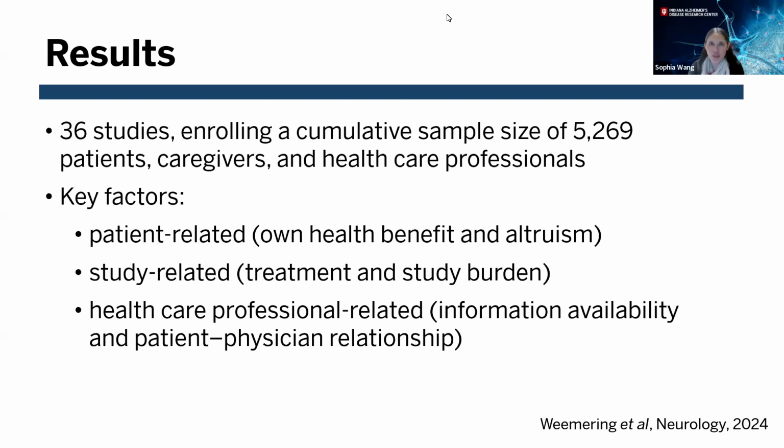Once they finished their inclusion and exclusion sort, they found about 36 studies that actually talked about barriers and facilitators to participation in clinical trial research. It was a pretty large number of respondents throughout these trials that looked at recruitment, over 5,000 individuals, including patients, caregivers, and healthcare professionals. And once they identified the themes from those studies, they had three. Patient-related, that is looking at their own health benefits and altruism. Ones related to study infrastructure, that is treatment and study burden. And then looking at the importance of healthcare professional relationship. That is, do people get information readily about clinical trial participation, and the importance of the patient-physician relationship.